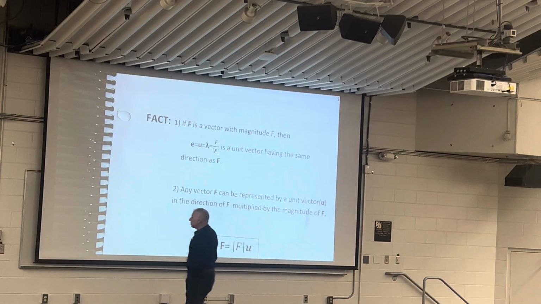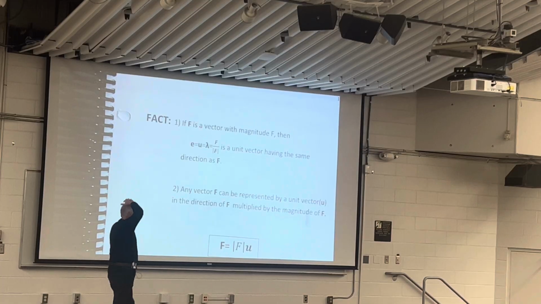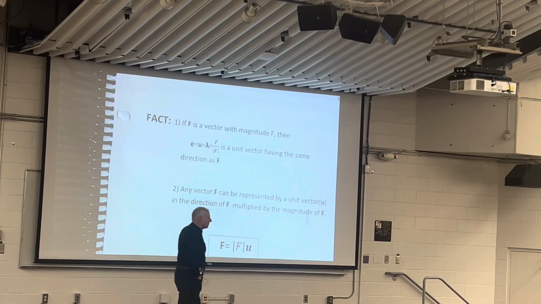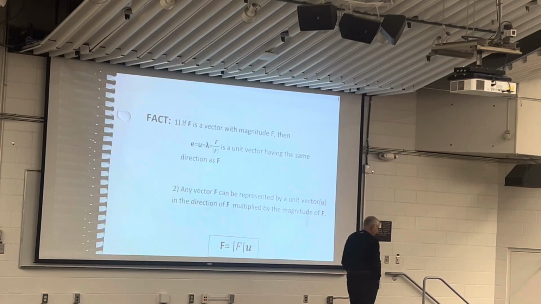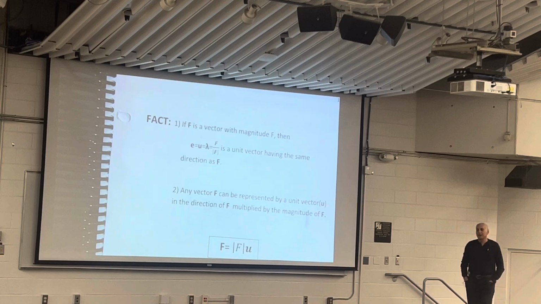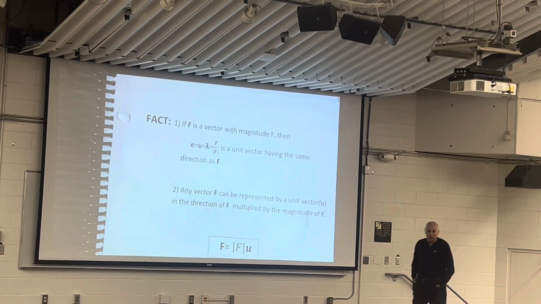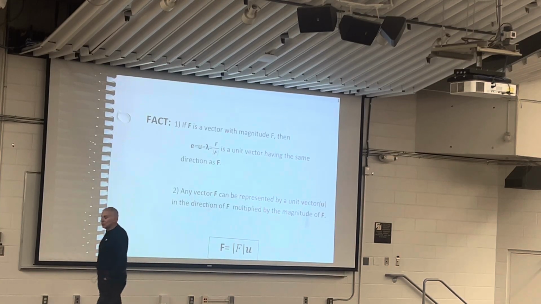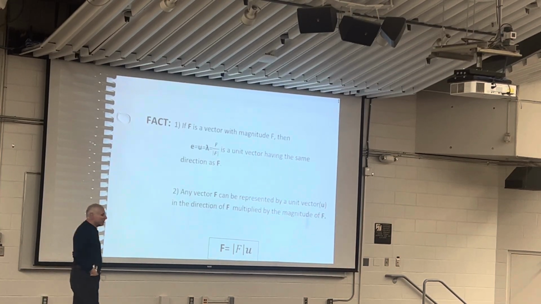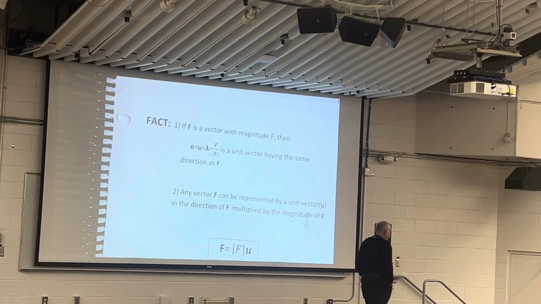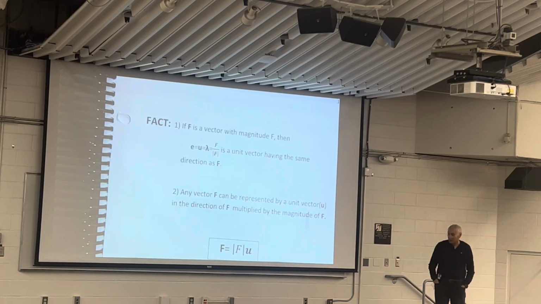Anyway, so fact: if F is a vector with magnitude F, then E, U, lambda. These are three ways to say a unit vector, depending on what textbook you use. I believe your textbook, Hibbeler, uses the U. If you read a 1950s textbook, it's called lambda. It's the last one there. And a lot of modern textbooks use E. I don't like E because E to me is 2.71, what you know. So I will probably use U, since that's what the book uses.